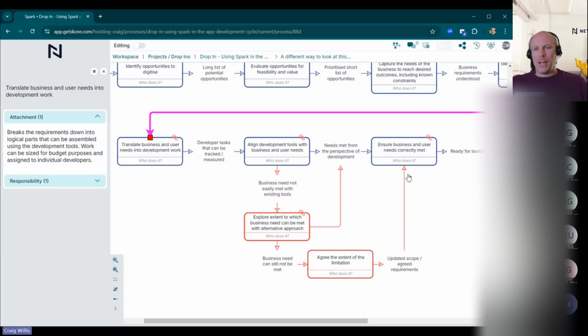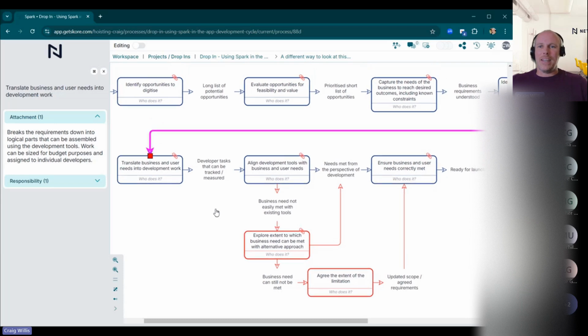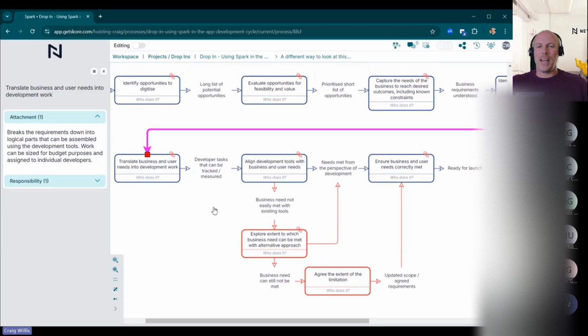And then from there, we can start to ensure the business and user needs are correctly met, which is essentially the testing of the application. The key point I'm trying to get across is that what tends to happen in these processes is that we start from the business need, and then we gradually abstract what we were trying to get in order to describe something that needs to be developed or built or configured.